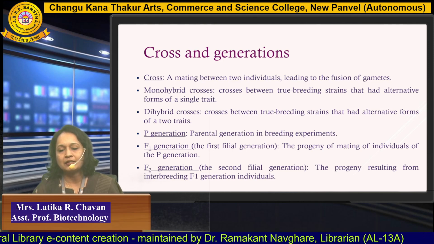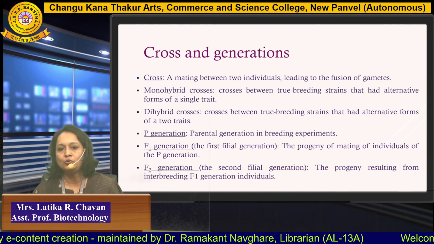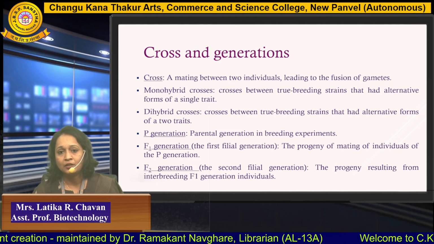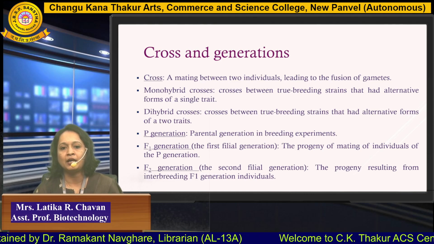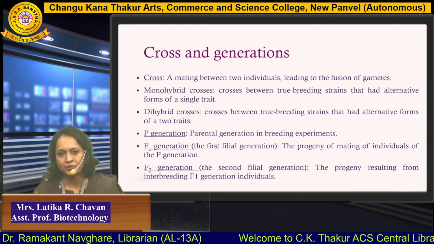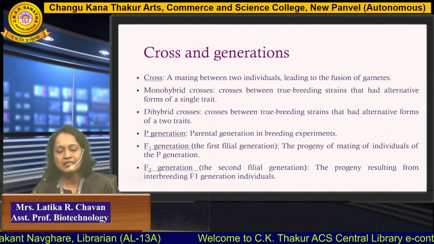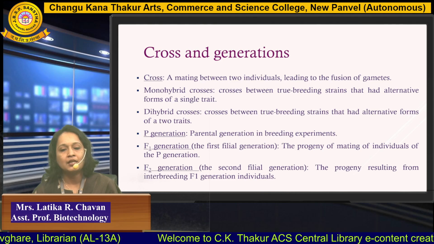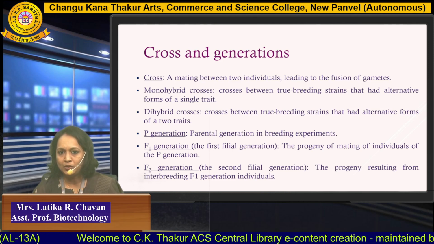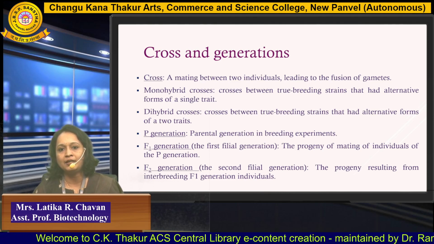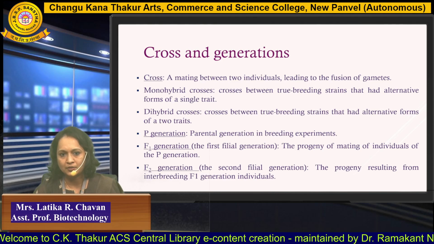Dihybrid cross means a cross where two contrasting characteristics are considered at a time. For example, a plant which is tall in height and produces round seeds is crossed with a recessive plant which is dwarf in height and produces wrinkled seeds. So you have considered two traits. One is the height of the plant and the second is the appearance of the seed.